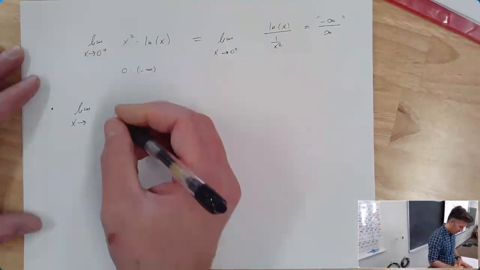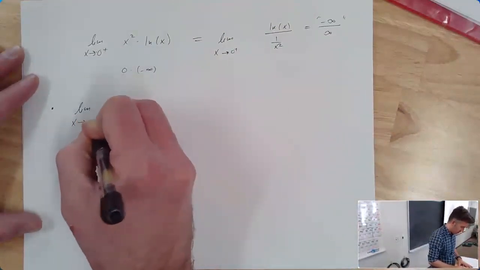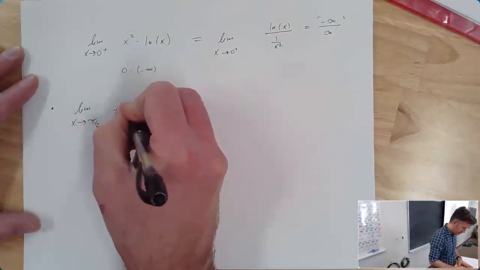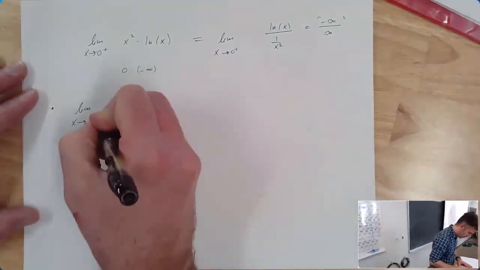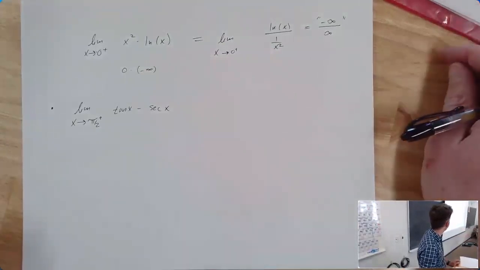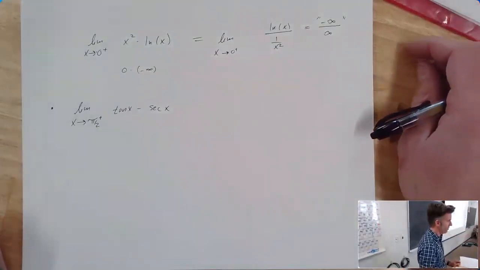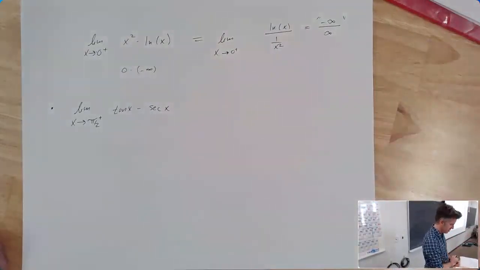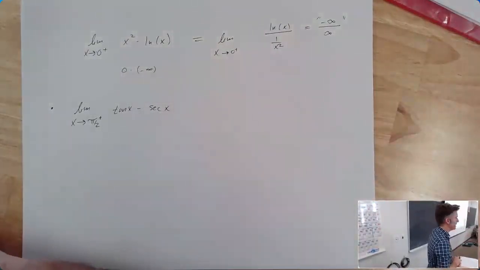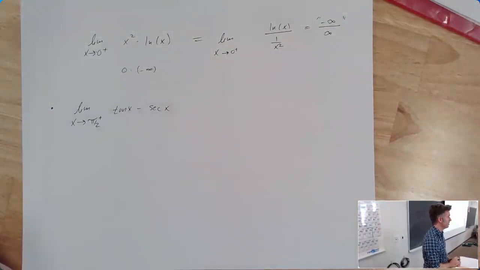That's it. Let's say the limit as x approaches pi over 2 from the right of tangent of x minus secant of x. From the right, sure, I guess that's fine. Okay. What kind of limit is this? What's the tangent of pi over 2? It's undefined.